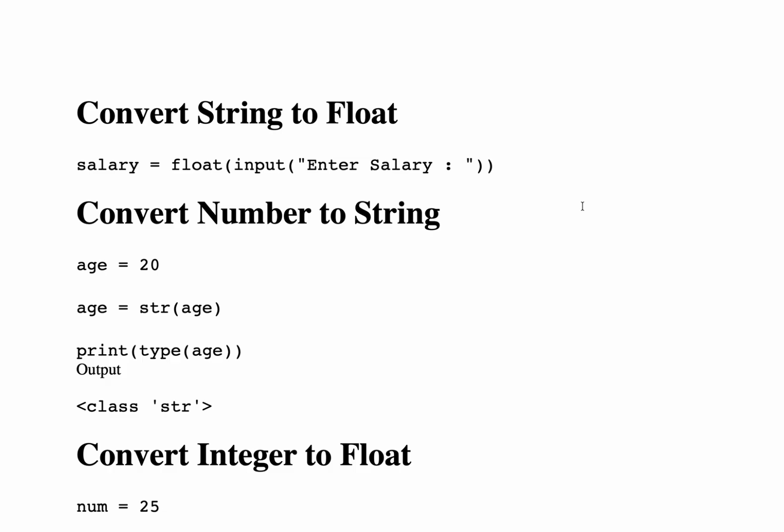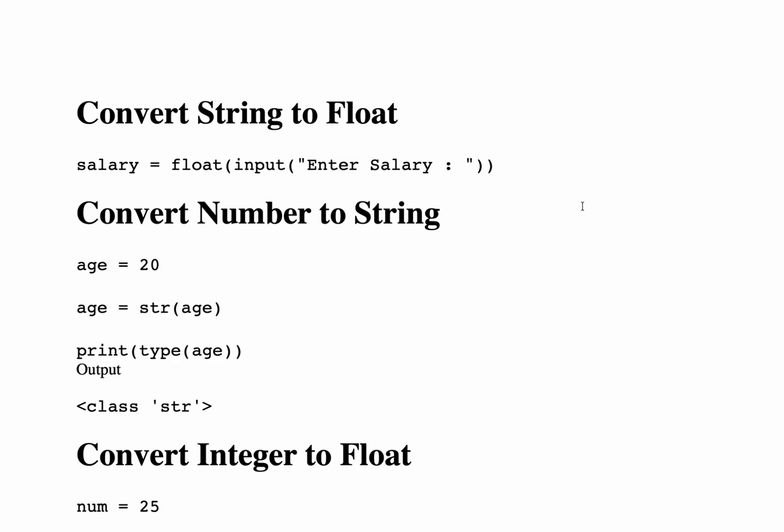Converting number to string. Sometimes we need to convert numbers into text. For this, Python provides a str function. Example, age = 20, age = str(age), print(type(age)). Output will be class str.